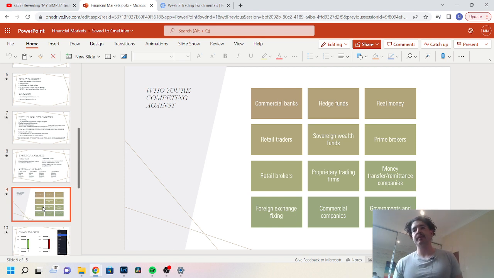These are just some of the people: commercial banks, hedge funds, real money, retail traders. That's what we are. Sovereign wealth funds, prime brokers, retail brokers, proprietary trading firms, money transfer and remittance companies, foreign exchange fixing, commercial properties, governments, and central banks. You don't really need to know this, but it doesn't hurt to know. You don't make money, you take money. So these are the people you want to be winning against, essentially.